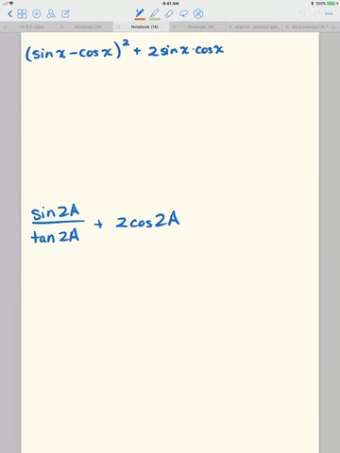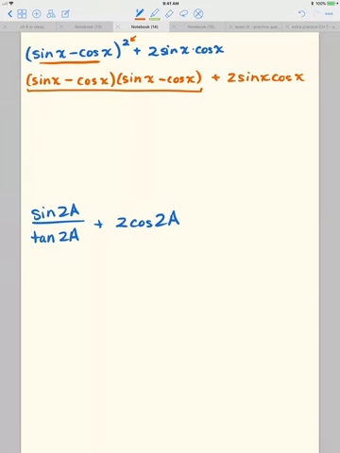All right. The next one involves a quantity that gets squared. Anytime you have a quantity that gets squared, you need to write it out that many times and multiply it. So sine of x minus cosine of x times sine of x minus cosine of x, and then we'll add the 2 sine x cosine of x on the end.